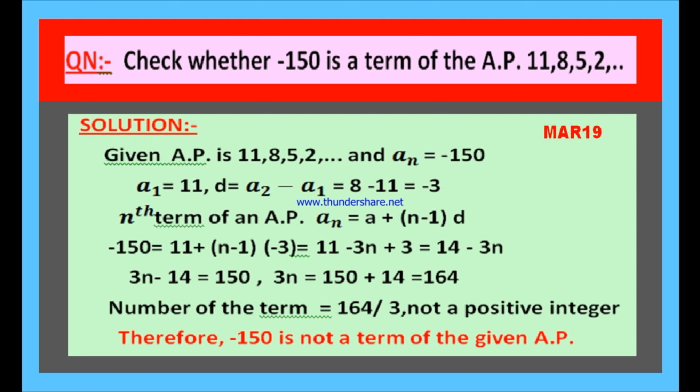Dear students, can you understand why it is not a term? Now you see, if we divide 164 by 3, 3 in 164, 54 times and something, 54 point something. In any progression, there may be a 54th term and there will be a 55th term. There may not be any 54.3 term or 54.6 term like this. Therefore, the number of terms should always be a positive integer. But we did not get a positive integer in this case. Therefore, minus 150 is not a term of the given AP.